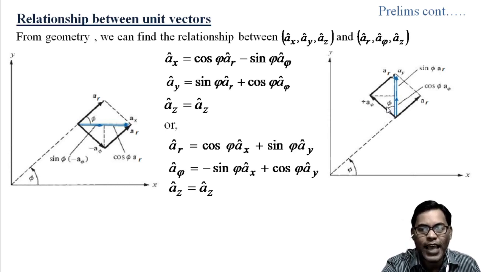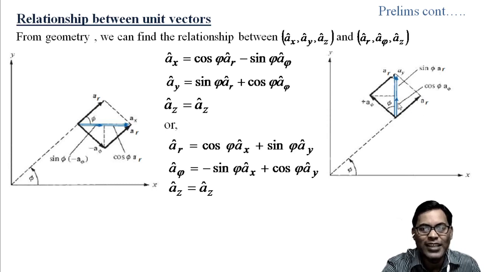So if this angle is phi, then we can represent the component of aφ along ay as cos phi, so here cos phi aφ we got. Now if we want to find the component of ar along the ay direction, this is 90 minus phi, so the component of ar will be equal to sin phi ar.